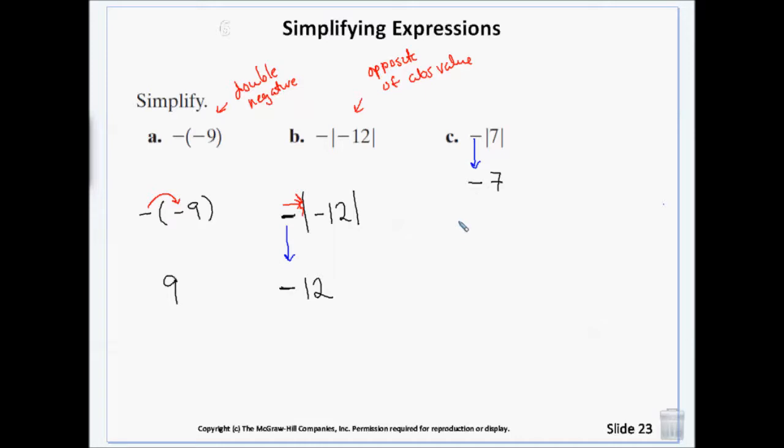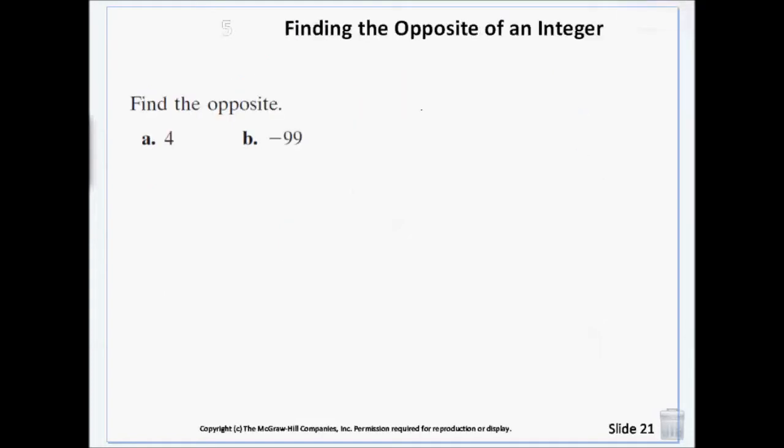So you can bring negatives into parentheses because you have that nice curve you can slide into, but with absolute value it's a wall, so you can't go in. Does that help? Okay, finding the opposite of an integer? Yeah, so that's going to be negative 4, and that's going to be positive 99.